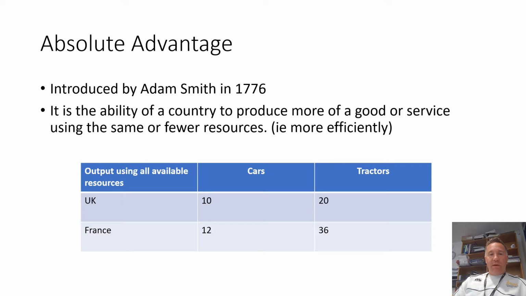But for absolute advantage, we need to see who is making more of the good or service, given that they've both got the same amount of resources here. So the UK is making 10 cars, whereas France is making 12 cars. And in this example, if they've both got, say, 100 hours available to them to produce, then France would have absolute advantage. For tractors, on the other hand, UK can make 20, France can make 36. Again, France can make more tractors using the same resources as the UK, assuming they've got the same amount of resources available to them. And so 36 is greater than 20, therefore France again has absolute advantage in tractors.